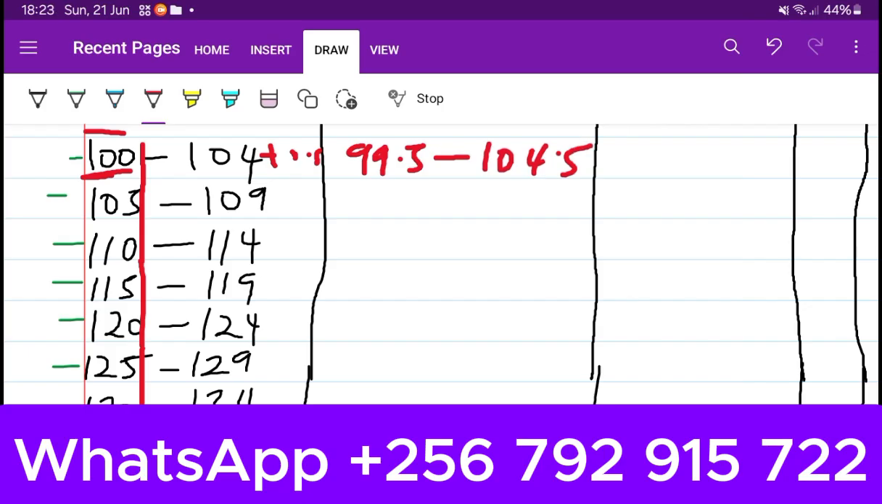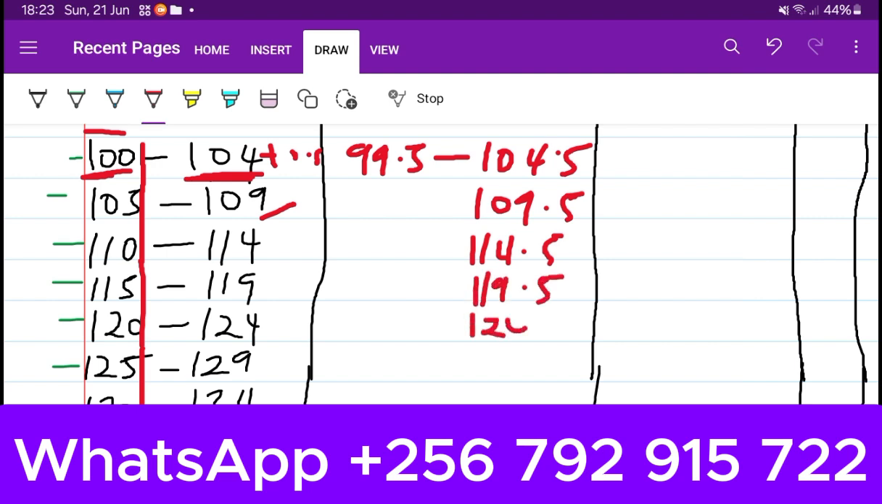Or there are options. You first get this plus 0.5. You first fill this side, the upper class limits. This is 109 plus 0.5, it will be 109.5. This is 114.5. This is 119.5. This is 124.5. This is 129.5. Then this one is 134.5.